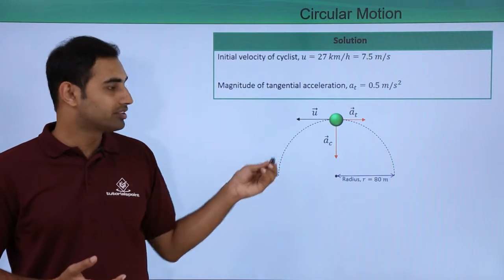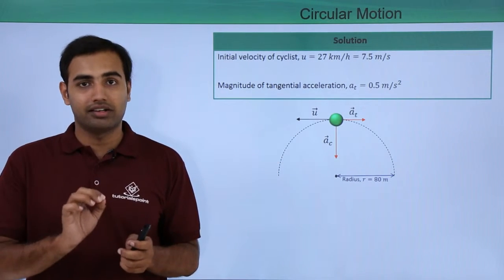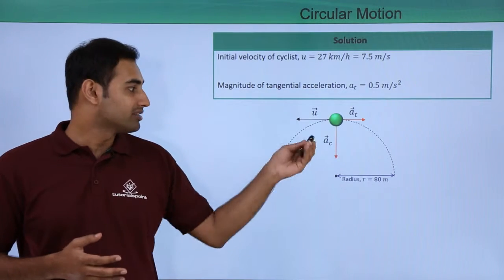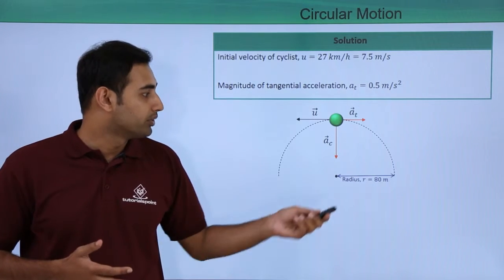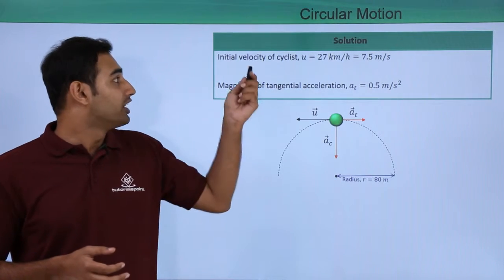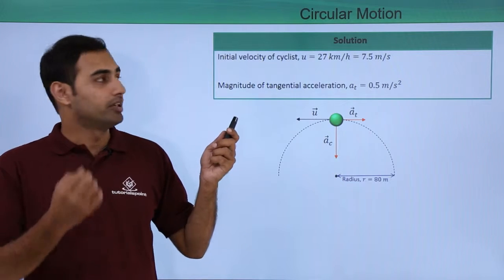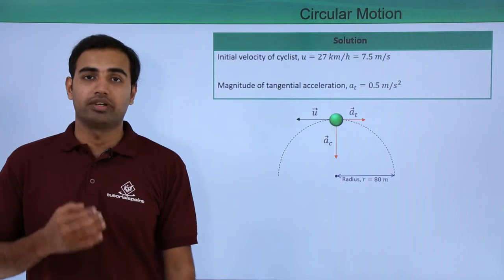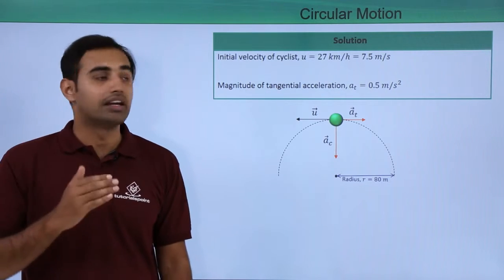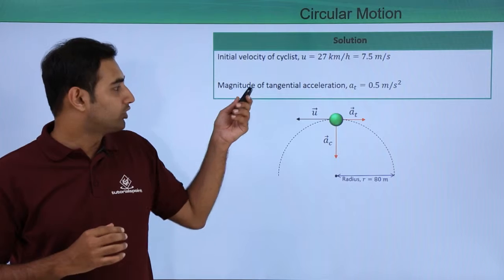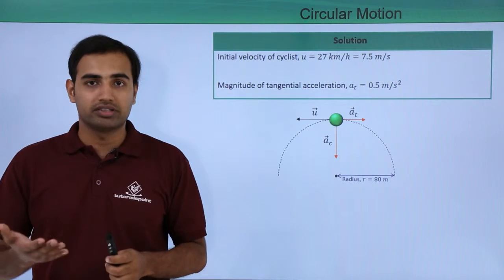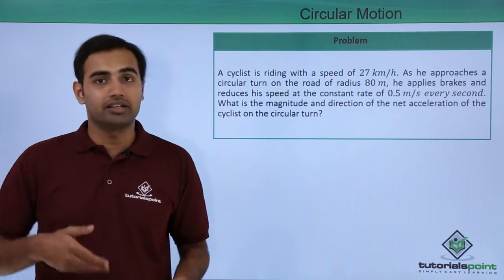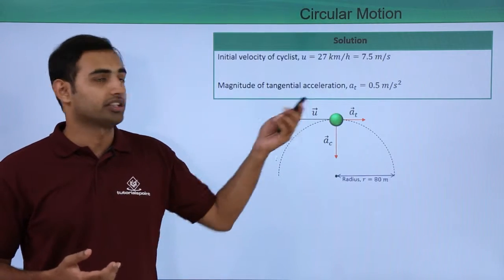Now also to negotiate the circular turn, he needs a centripetal acceleration to stay in the circle. So that centripetal acceleration will act towards the center as AC. The radius of circle given to us is 80 meters. Now if I convert all the kilometers per hour values in meters per second, the velocity of 27 kilometers per hour will simply be 7.5 meters per second by the conversion factor of 5 by 18. And similarly, magnitude of tangential acceleration will become 0.5 meters per second square, as I showed you in the problem itself. 0.5 meters per second becomes 0.5 meters per second square.